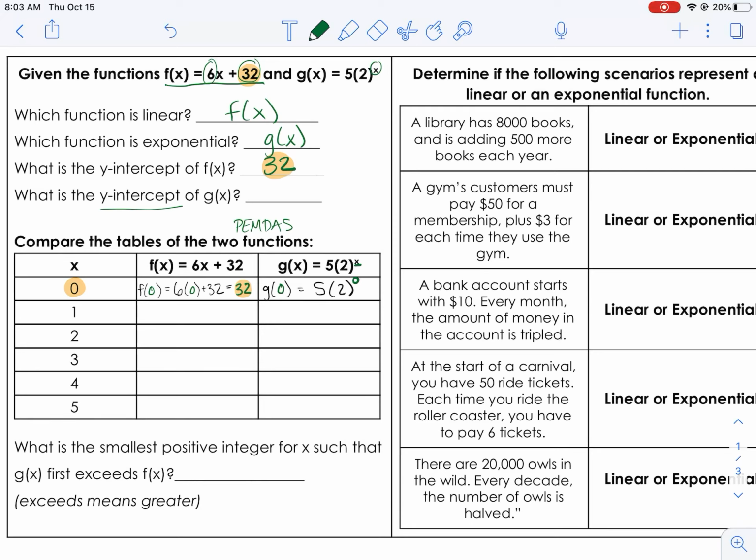So we have parentheses, but there's nothing to do in those parentheses, so we'll move right on to exponents. So 2 to the 0th power. Anything to the 0 power is 1, so 2 to the 0 is 1, times 5 is 5, okay? So our y-intercept for our exponential is going to be 5 because it happens where x equals 0. And if you notice, that number is in our equation. So that front number, that a term, is our y-intercept.